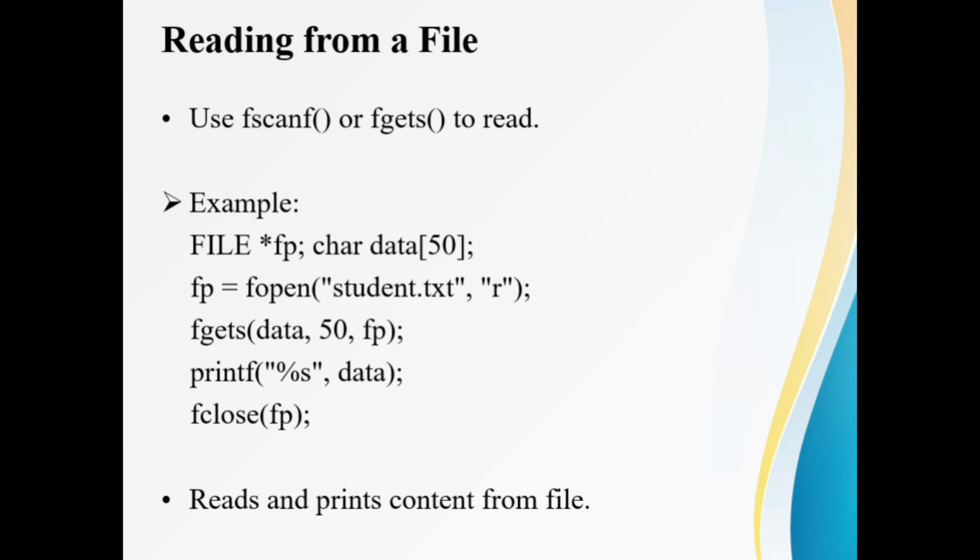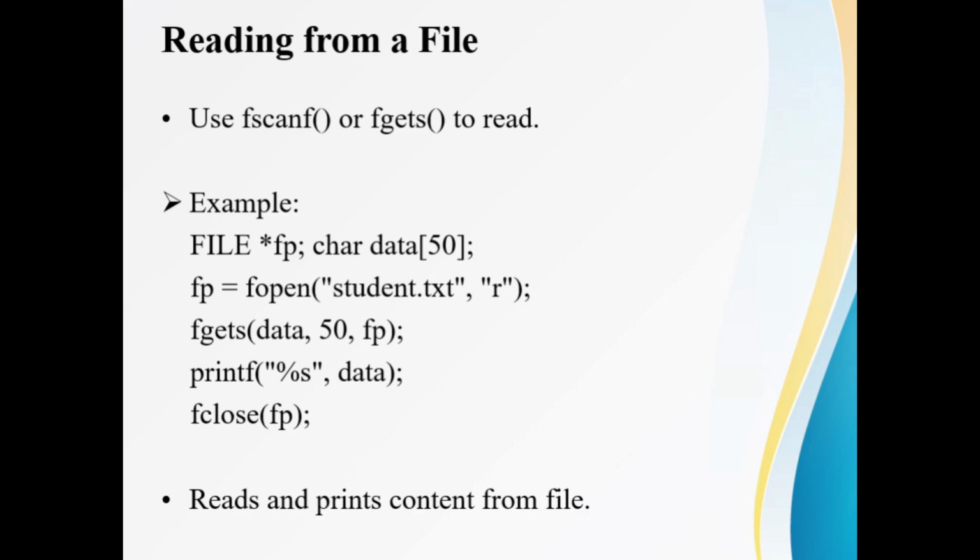In this case, student.txt is the file name, and r means read mode, so we can only read the file, not write. Okay, next, fgets(data, 50, fp). It will read up to 49 characters only from the file and store them into data.